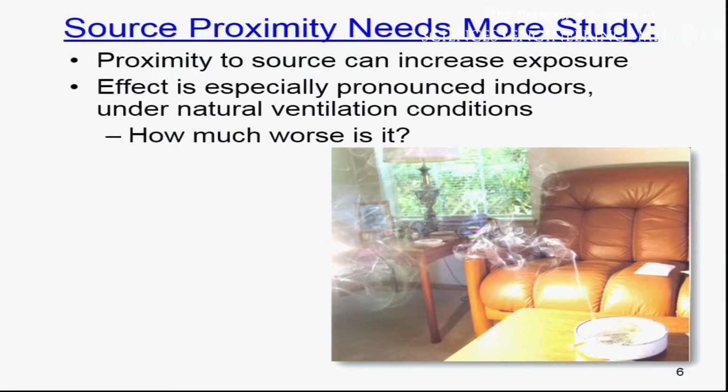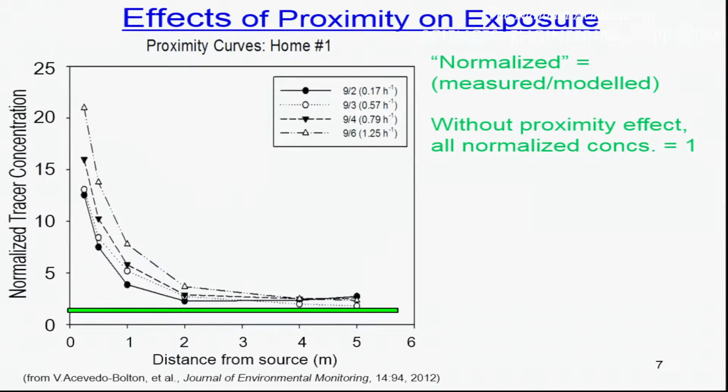This is especially important in residential type buildings using natural ventilation, where the rate of mixing indoors can be significantly less than what you would see under mechanical ventilation conditions. And so the question is, well, how bad is it? How bad is it to be close to an active combustion source? And this plot gives you one idea.